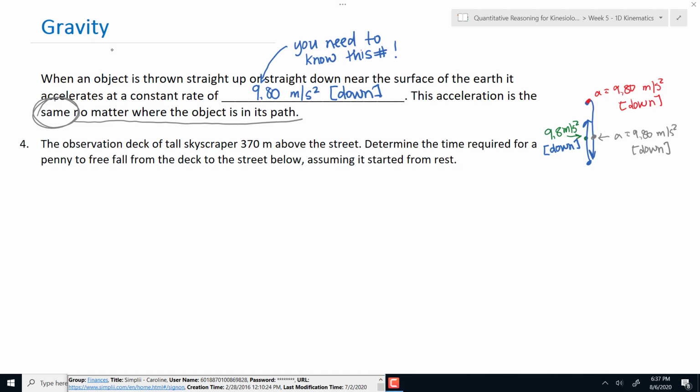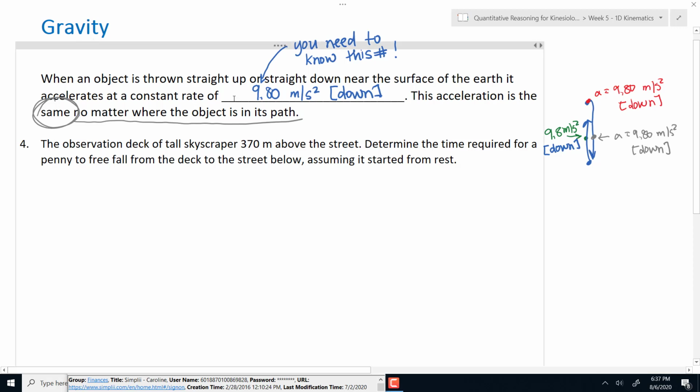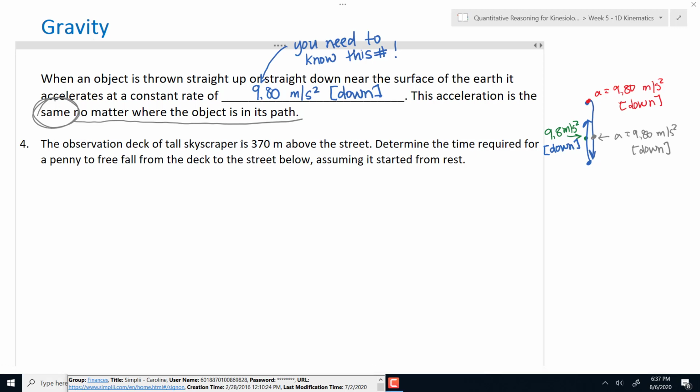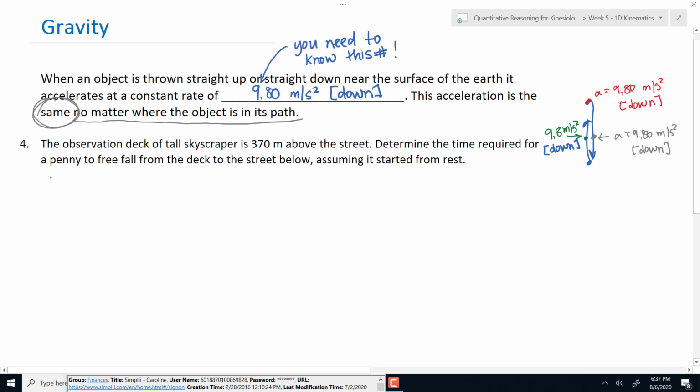Okay, so let's take a look at question 4. The observation deck of a tall skyscraper, which is 370 meters above the street. It should say is 370 meters above the street. Determine the time required for a penny to free fall from the deck to the street below, assuming it started from rest. Okay, so let's just draw a little diagram of what's happening here.